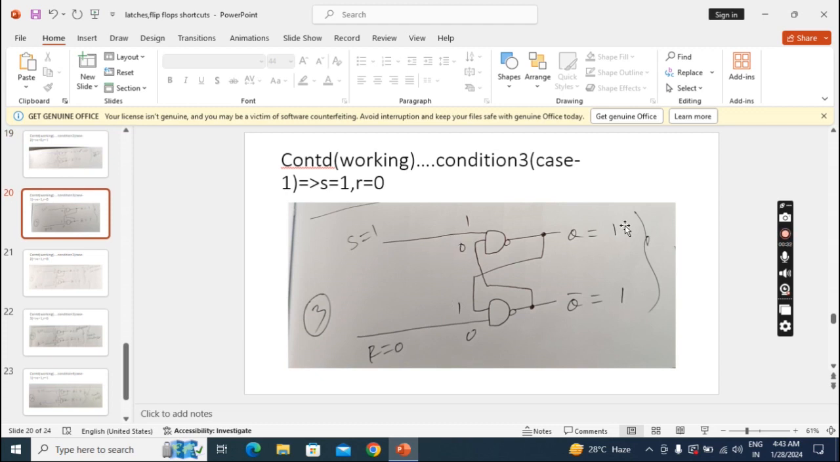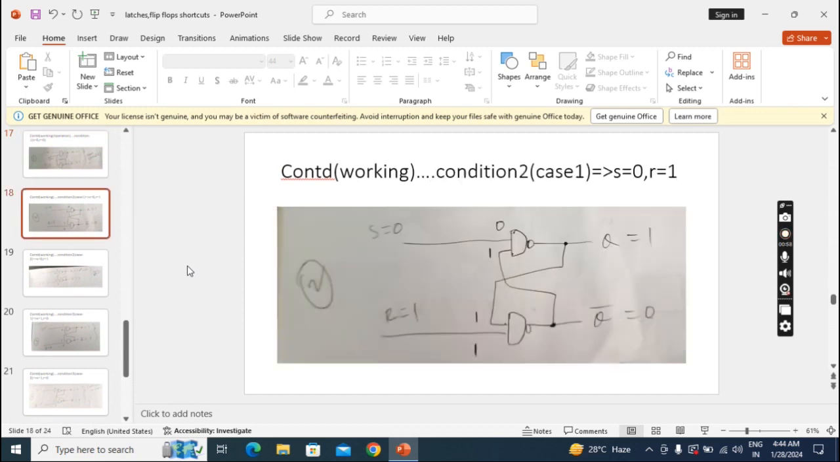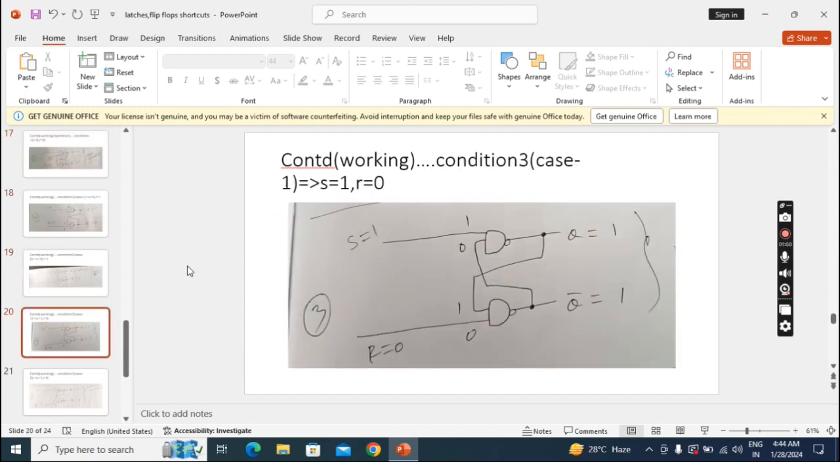Now if any one is 0, then output 1. Here both are the same, so we should not consider this as invalid. We have to check if I feed back these 1 1 again, whether the output is changing or not. But in condition 1, why have I not fed back? Even if we do feedback, we will get the same. That is the reason. It means whatever I showed for condition 1, that is the stable, final output.